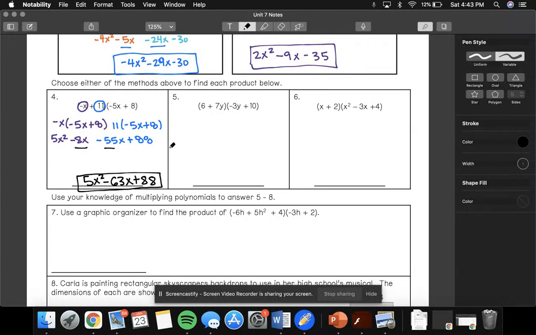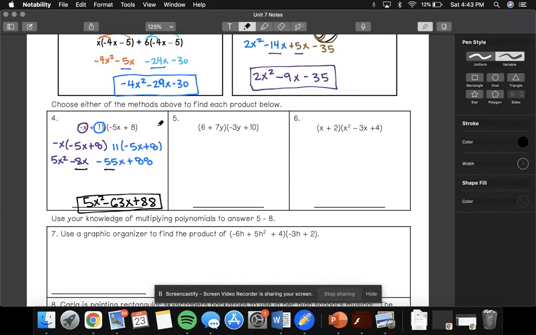Okay. My preferred method is just to do double distribution, but it doesn't matter. You can pick whichever method you like. So I'm going to do 6 times negative 3y and get negative 18y. Then I'm going to do 6 times 10 and get 60. Then I'm going to do the second term, 7y times negative 3y, and get negative 21y squared. 7y times 10, which is 70y.